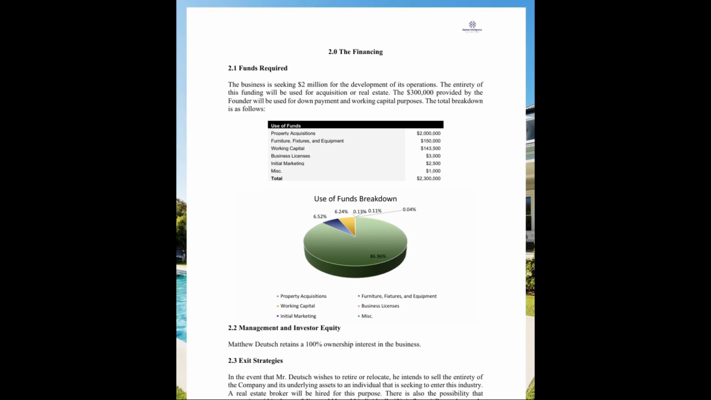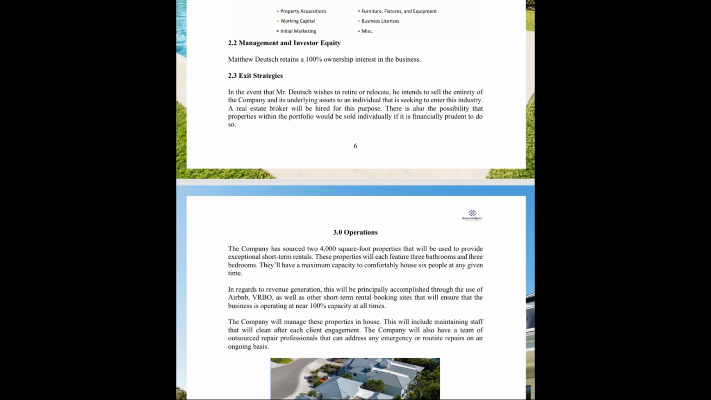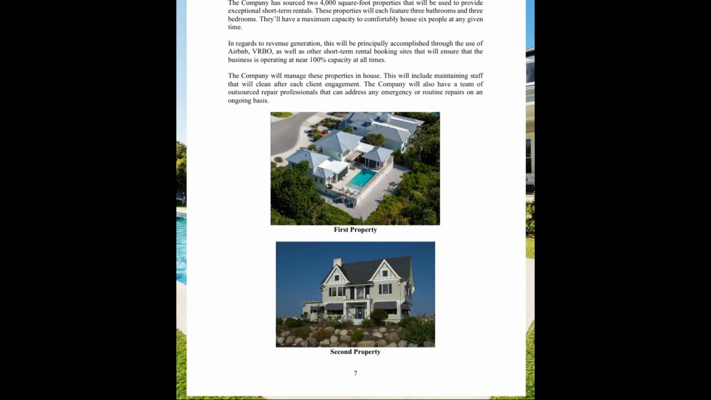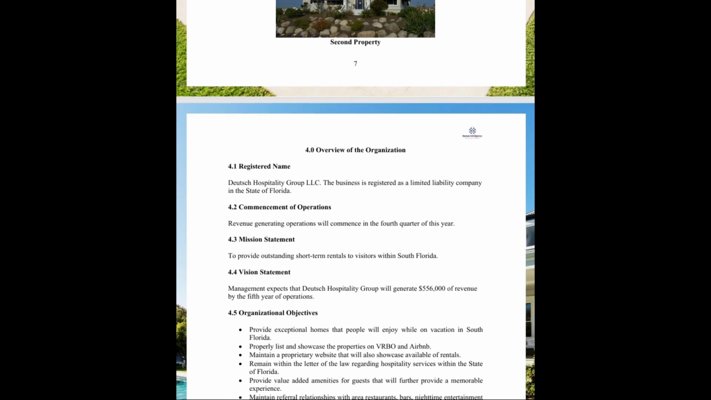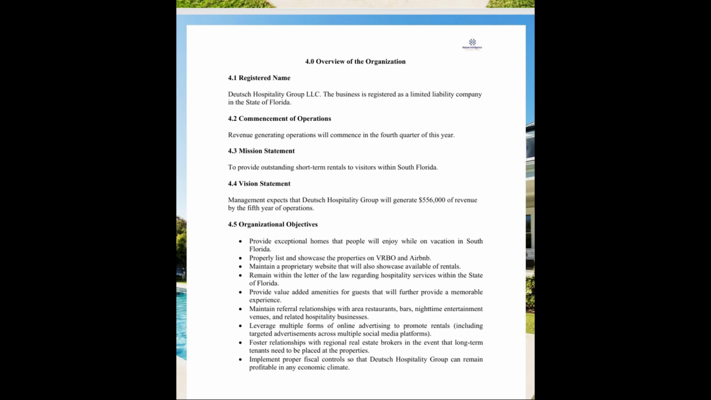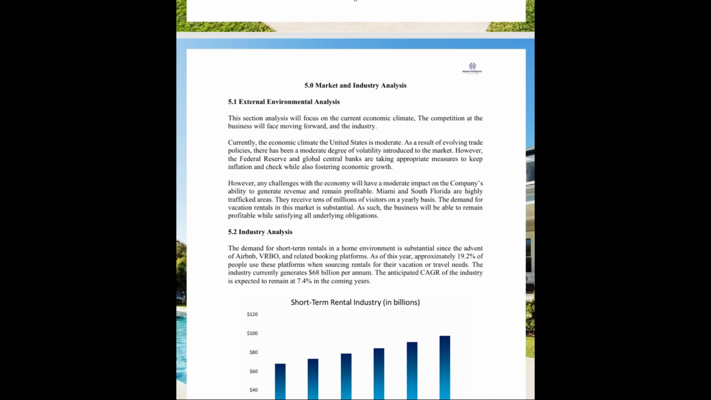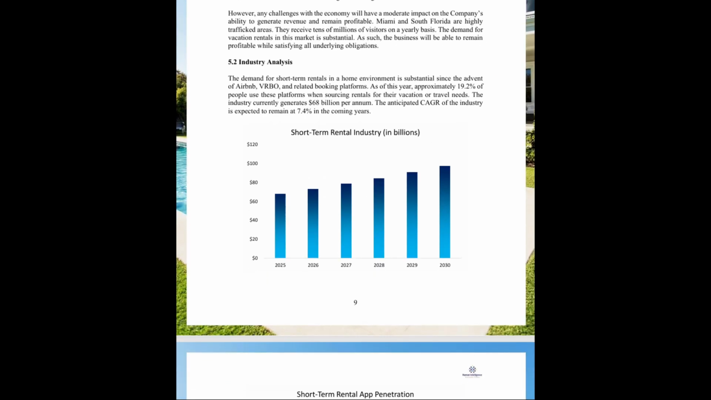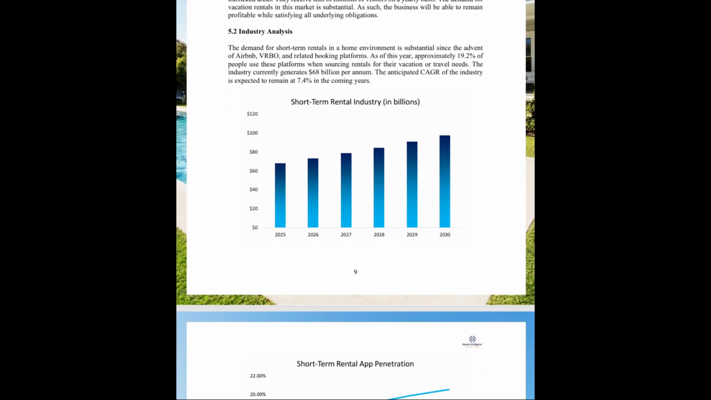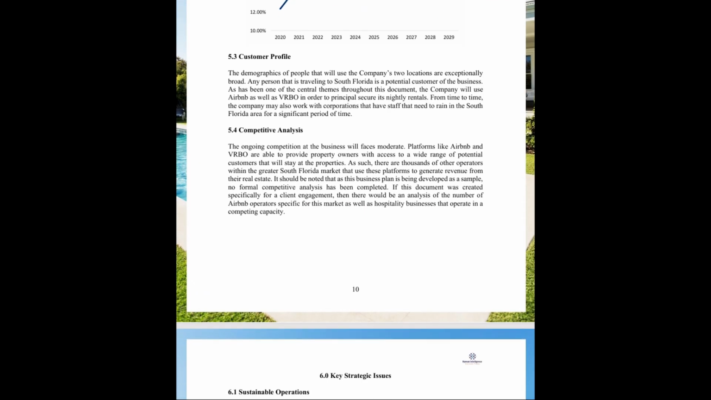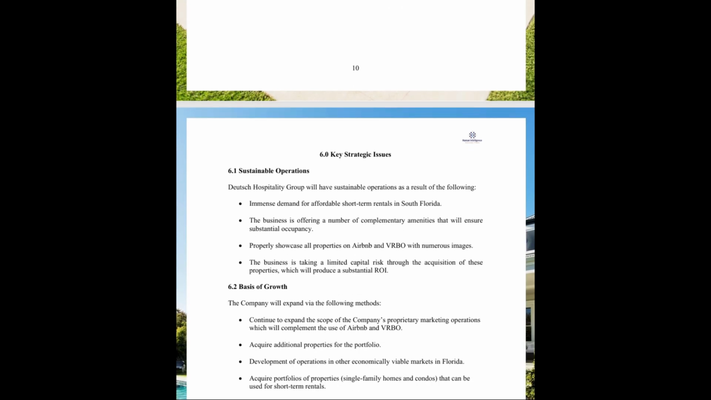Chapter 2 deals with the use of funds. Chapter 3, an overview of the operations. Chapter 4 is an overview of the organization, discussing things like mission statement, vision statement, objectives. Chapter 5 is the industry research, outlining the current economic climate, the industry, customer profile, competitive analysis.